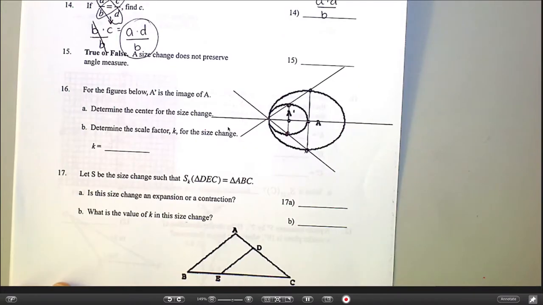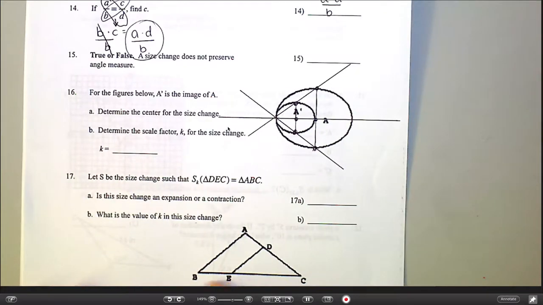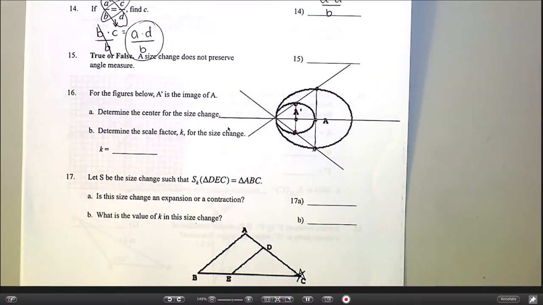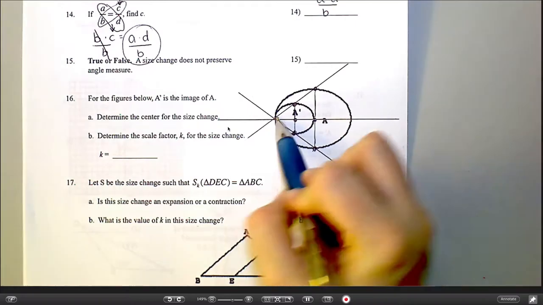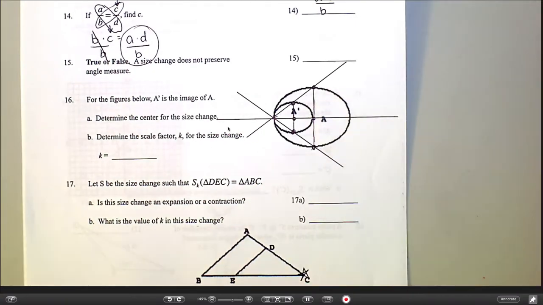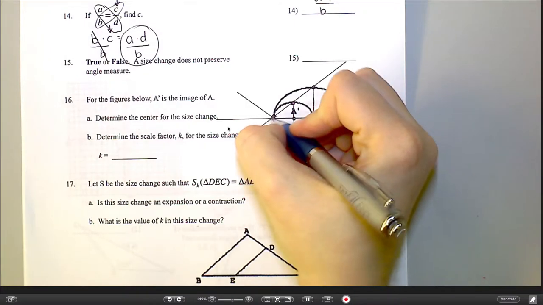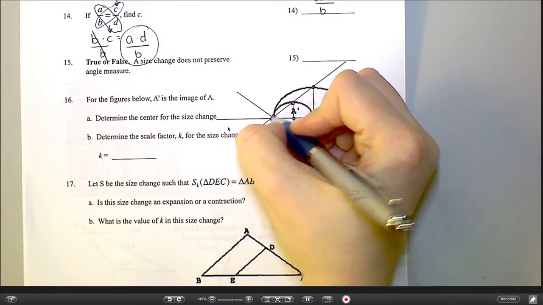Like look down at 17. If I did the size change on this one, the center would have to be right here. Because if a point stays in the exact same spot, that must be the center. Okay? Think back to when we did reflections. Remember how if the point was right on the line, it stayed in the same spot? It's kind of the same thing. If this point is the center, then that point's not going to move. Everything is going to shrink in towards it. So this point right here is the center.